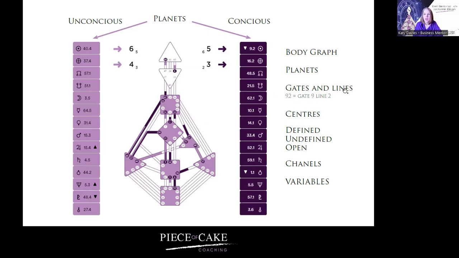Now the lines are the little dots after your gates. The lines are probably a much more advanced part of the chart that you wouldn't look at at this stage, but it is the line that makes up your profile. Like I said, I'm a 2, 4. If you hear people talk about lines, that's all of the numbers after the decimal places on the planets.